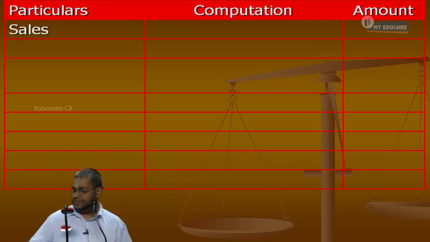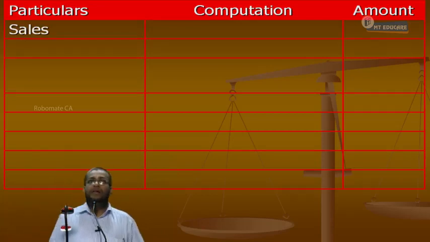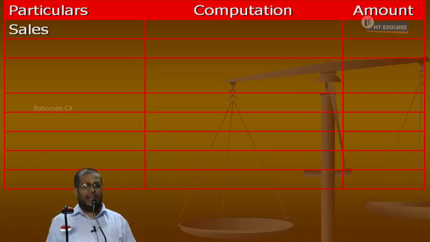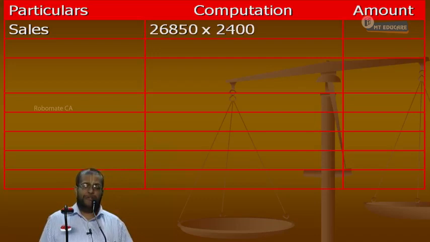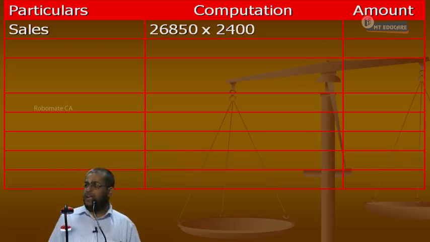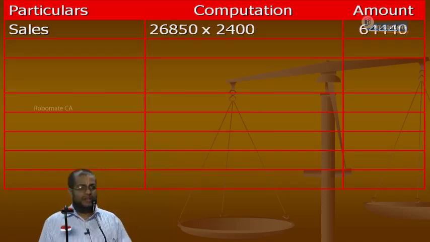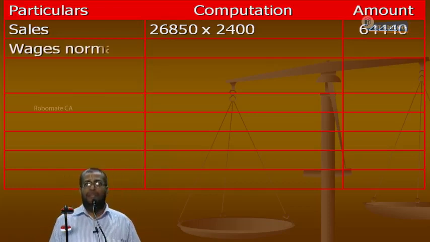First, sales. After the strike has taken place, am I able to sell the entire 27,500? No. How many sales I am going to have? 26,850 missions. Into how much rupees? 2,400. 26,850 missions into 2,400. Tell me what is the amount? 64,440. Now, wages normal.